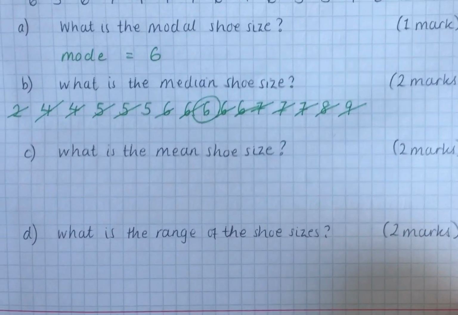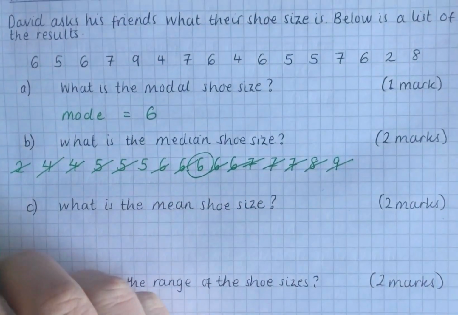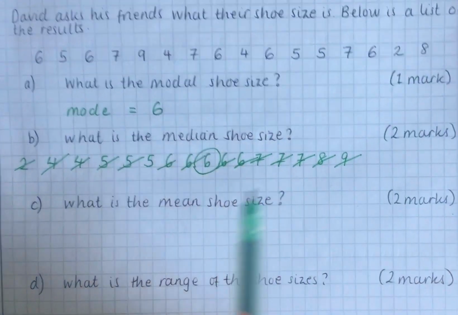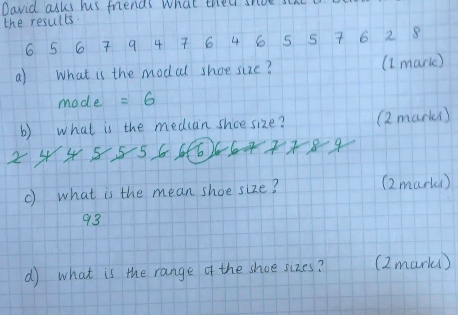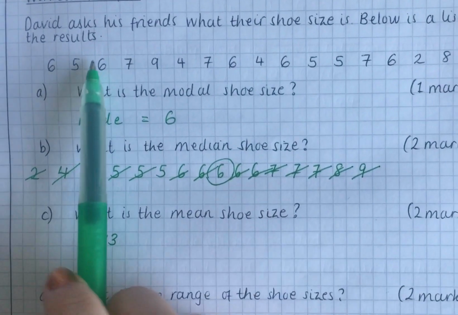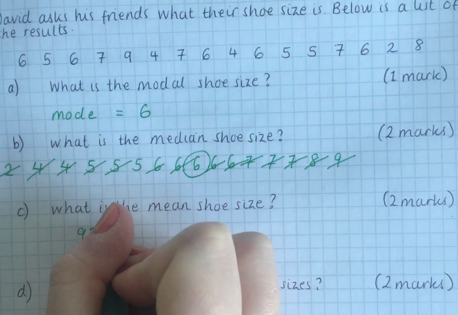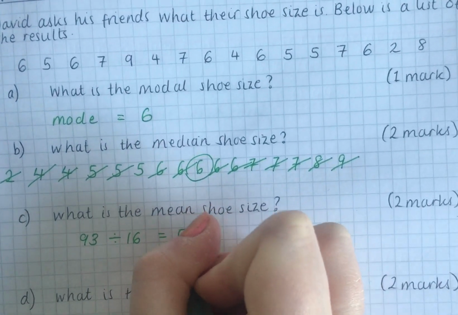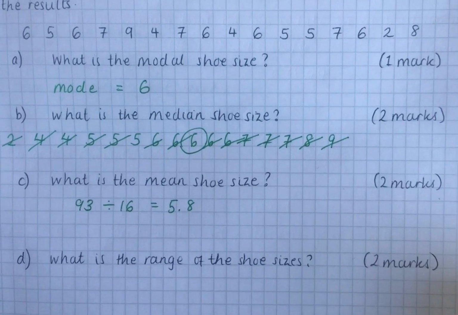Now, what is the mean? To work out the mean, as we've written in our key points, you have to add up all the numbers. So I've added all of these up using a calculator, and I got 93. And then you divide by the number of numbers that there are. So like I said, there are 16 numbers here. So I've divided by 16. And I get 5.8. And that is our mean shoe size.